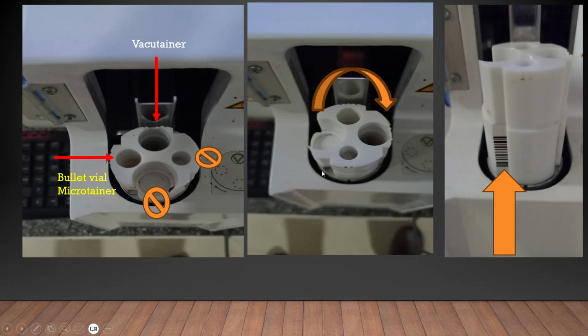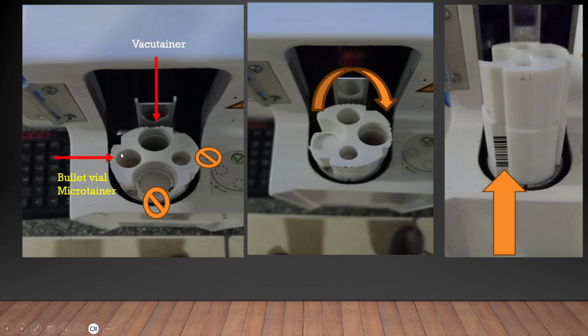Now when you look at it from the top, it has four places which can be utilized to put the vacutainers. We have not enabled these two positions, so we should not keep anything in this part. These two areas we have enabled. This is the area in which we should put the vacutainer and give it to the instrument. Now let us say that for some reason the sample is very less, or the amount of sample cannot be given through a vacutainer, so we may have to give it in a bullet vial.